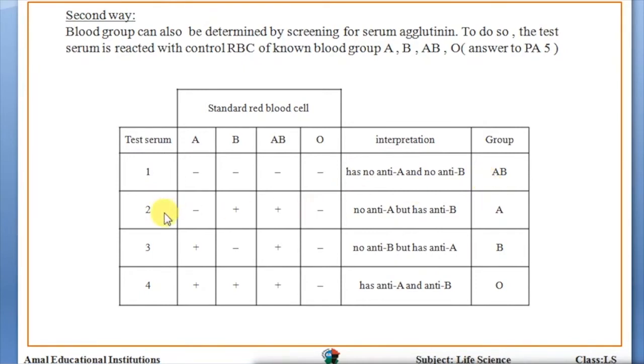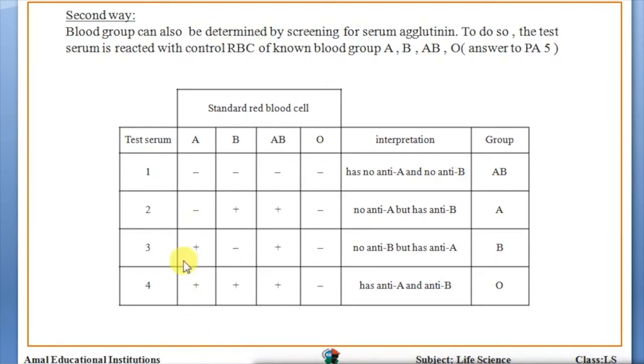The next one, when agglutination happens with red blood cells having B antigen and red blood cells having AB, it shows that the serum should have anti-B, but it has no anti-A since it didn't show any agglutination here with the antigen A. So this individual is definitely going to be of group A.